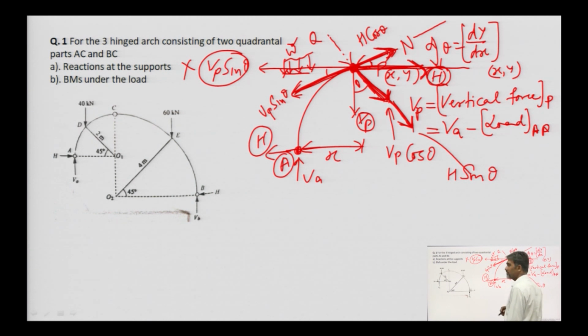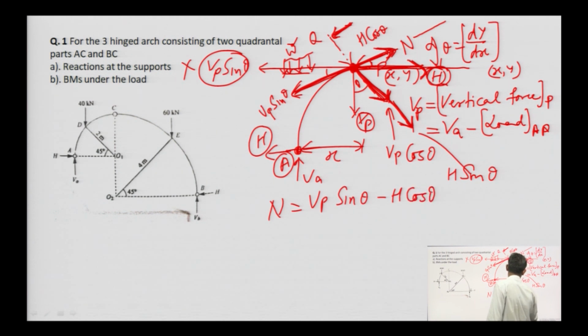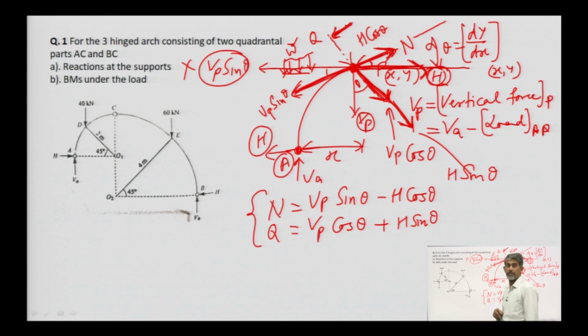Okay. So, find what is the value of N. N is, if we are considering this direction, V p sin theta minus H cos theta, and what is Q? Q is V p cos theta plus H sin theta, right.